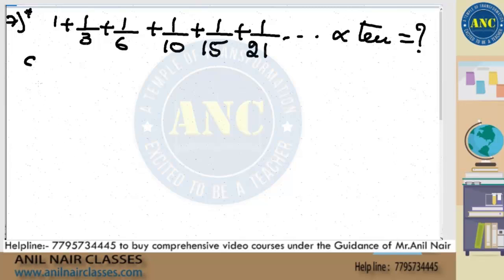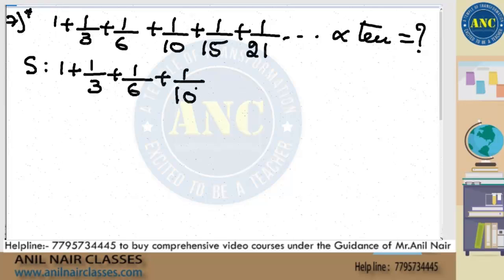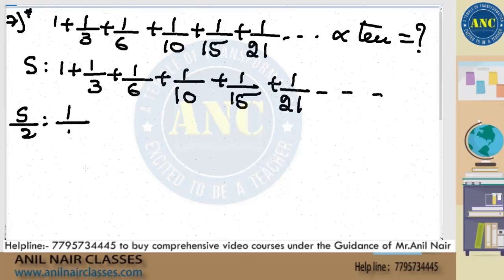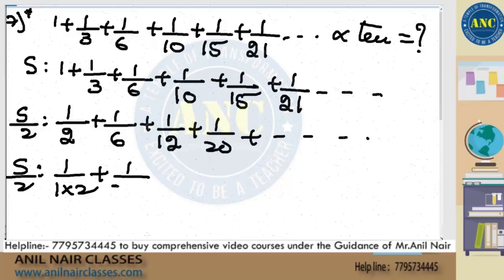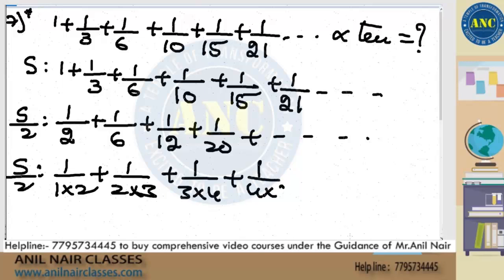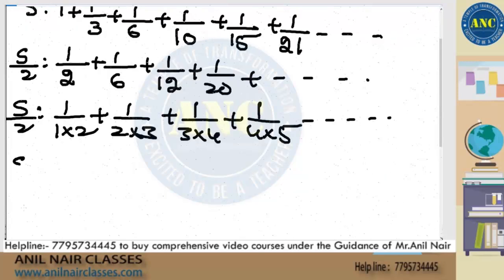Now, see here. Let us call the sum to infinite terms as S. S is 1 plus 1 by 3 plus 1 by 6 plus 1 by 10 plus 1 by 15 plus 1 by 21 and so on. Divided by 2, it becomes 1 by 2, 1 by 6, 1 by 12, 1 by 20 and so on. So these are nothing but 1 into 2. 6 is 2 into 3. 12 is 3 into 4. 20 is 4 into 5. And so on.